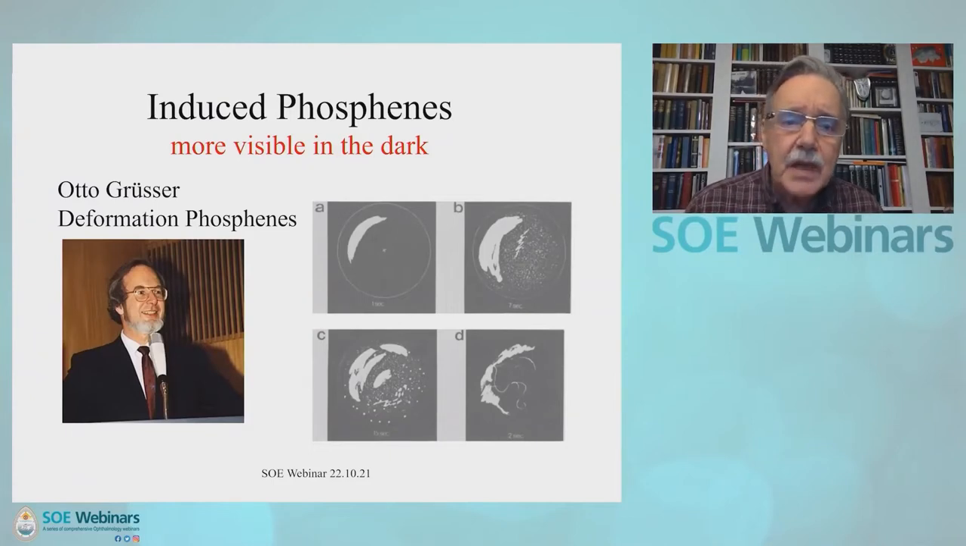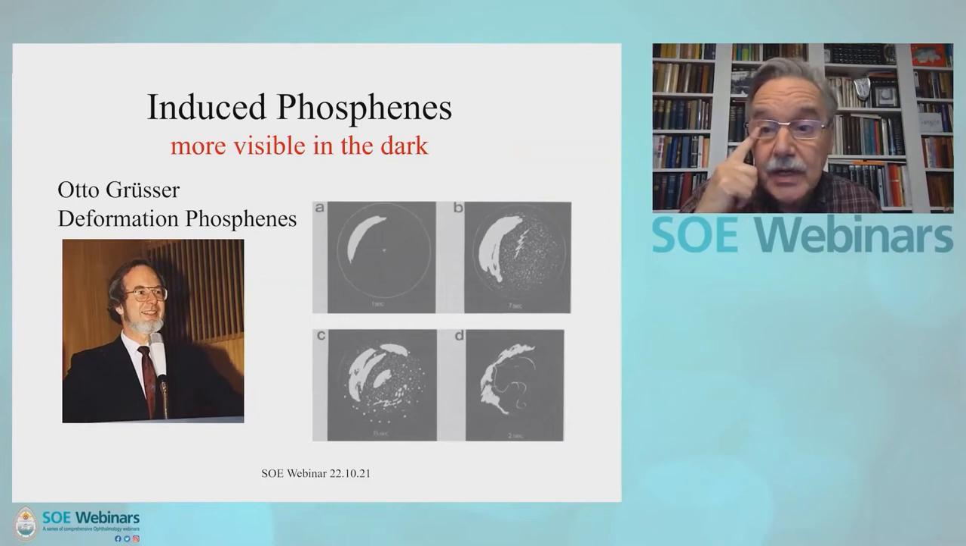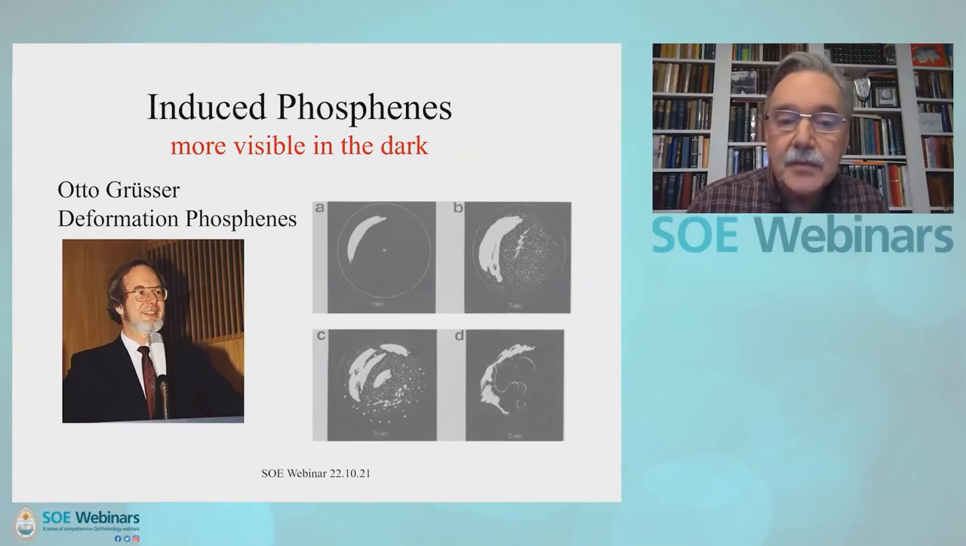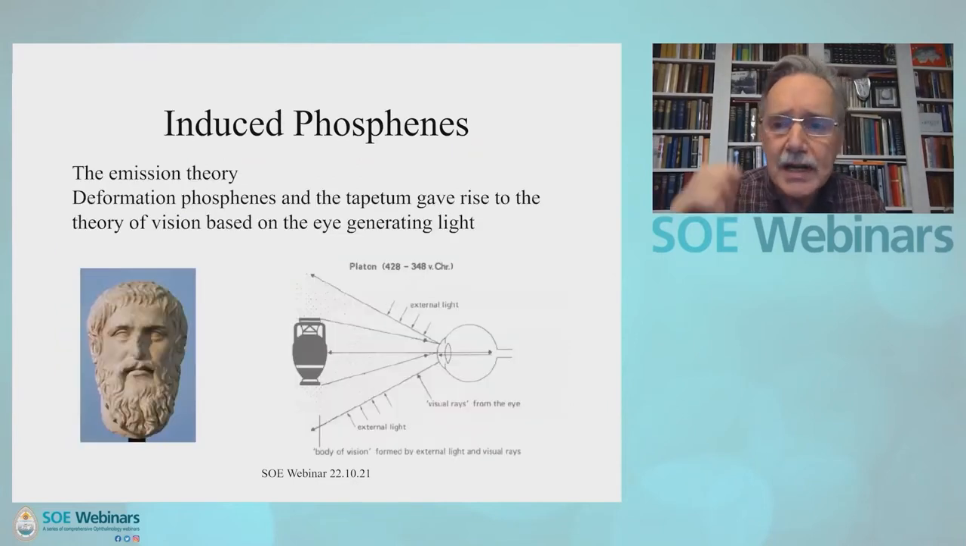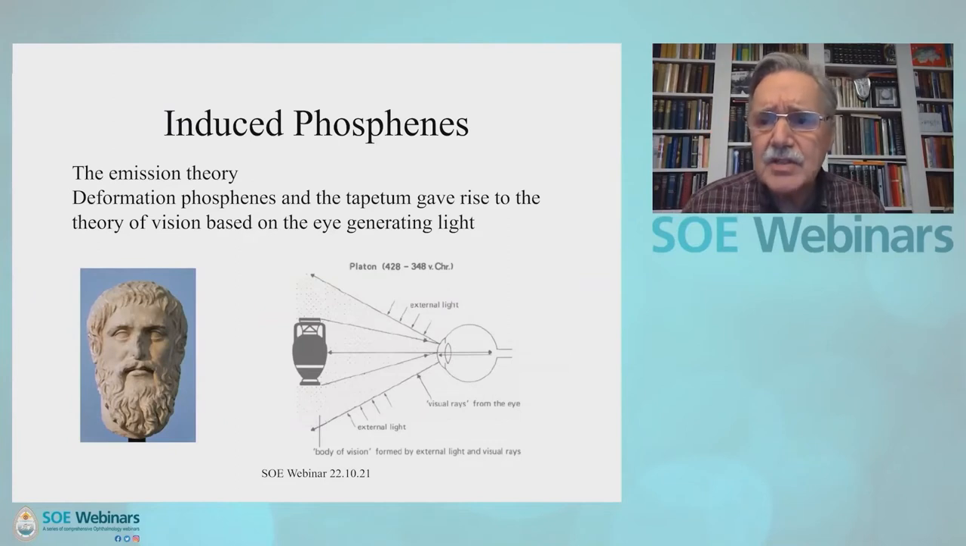And they were extensively studied by Professor Grusser in Berlin. And anyone can experience these by pressing on the eyeball. And of course, you see the inverted image, you see it in the opposite field. These were very important historically because they were used as evidence that the eye can actually emit light.